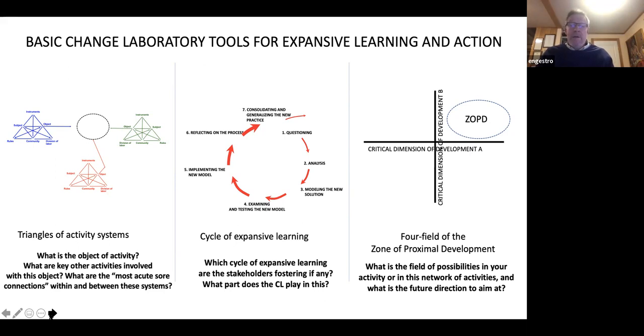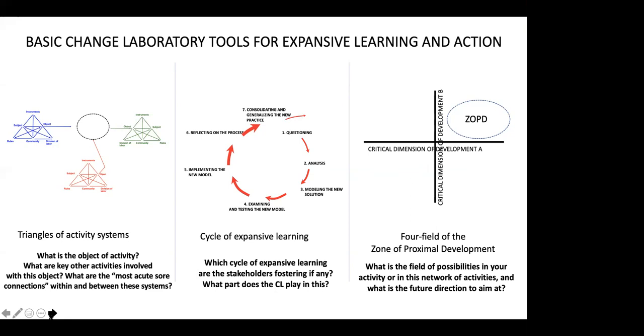And they are used to ask, what is the object of this activity? What are the key other activities involved with this object? What are the most acute sore connections? What are the contradictions within and between these systems?